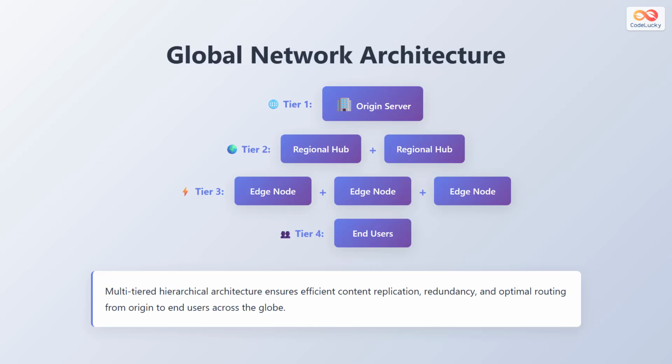CDN architecture follows a multi-tiered hierarchical model. Tier 1 is your origin server, the primary content repository. Tier 2 consists of regional hubs that aggregate content from the origin. Tier 3 is where edge nodes are deployed, distributed across multiple locations for fast access. Tier 4 represents end users accessing the network. This hierarchical structure ensures efficient content replication, provides redundancy so services remain available even if some nodes fail, and optimizes routing so requests always reach the best available server. The result is a robust, scalable infrastructure that serves billions of requests daily.